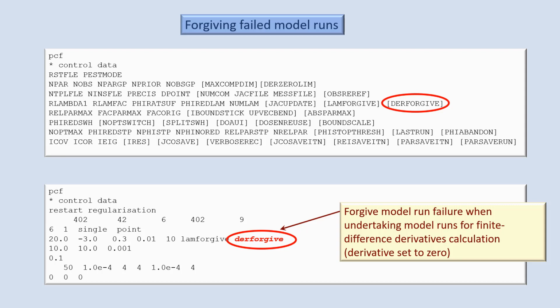It's up to you to set dirForgive if you want. The default setting is that it's not on, that PEST will cease execution with an error message if it encounters model run failure when a parameter is varied incrementally for the purposes of derivatives calculation. However, with dirForgive switched on, PEST will assign the derivative with respect to the offending parameter a value of 0 and then proceed to incrementing the next parameter.